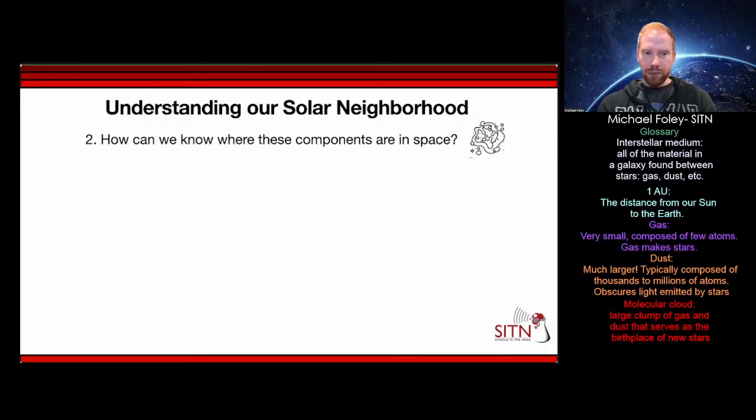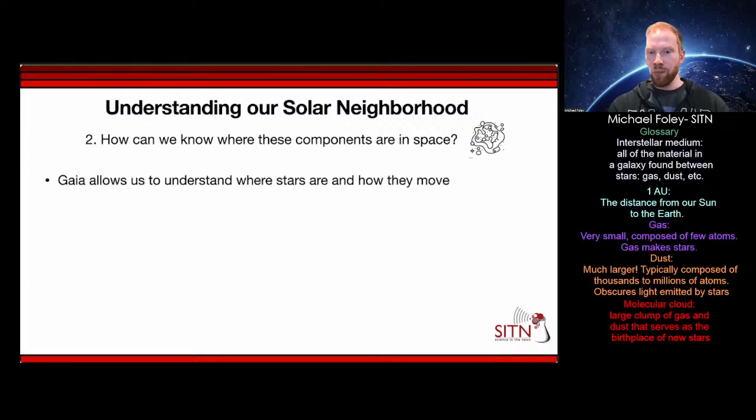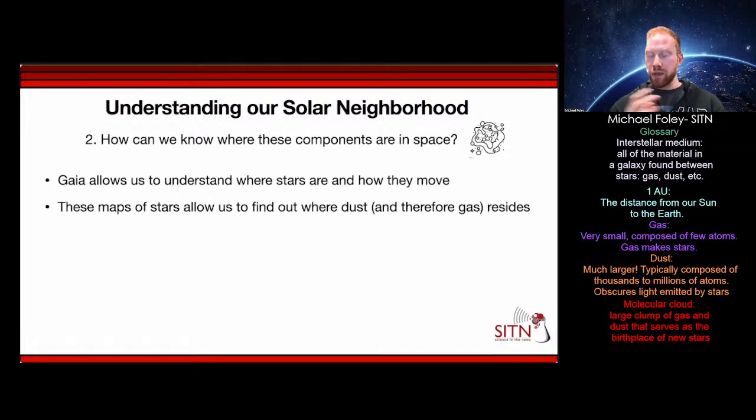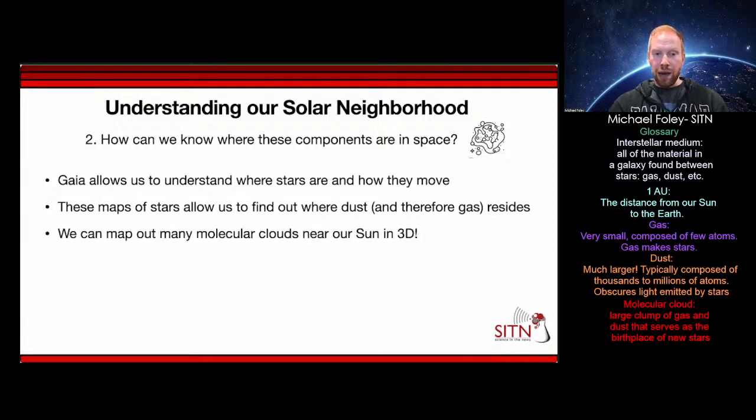To summarize, how can we know where these components are in space? Well, Gaia has been the major factor. It allows us to understand where stars are and how they move. And these maps of stars allow us to map out the dust in 3D by using this technique of reddening: looking at stars, seeing how much the light reddens, and with enough stars, we can then create a nice statistical map of all the dust. We can use this to map out many molecular clouds near our sun in 3D and create interactive figures that anyone can play around with.